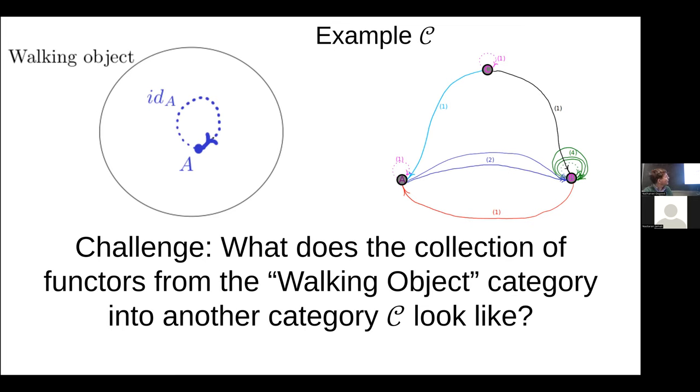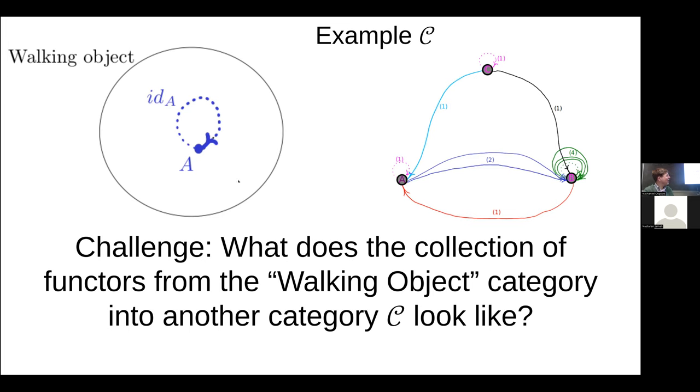Now, let's look at this walking object category. This category is called one. And there's a single object. Category theorists often like to call it star, because it's the only thing. Why do we have to name it? It's just what it is. And there's just one identity morphism.